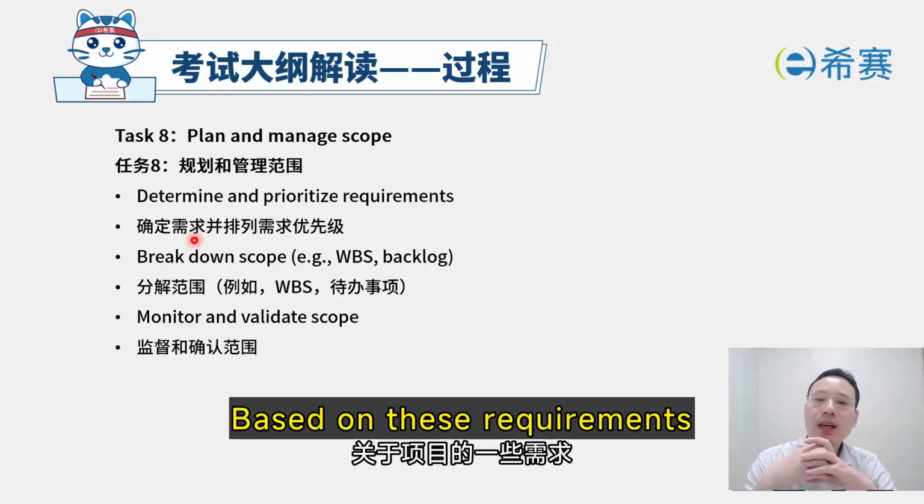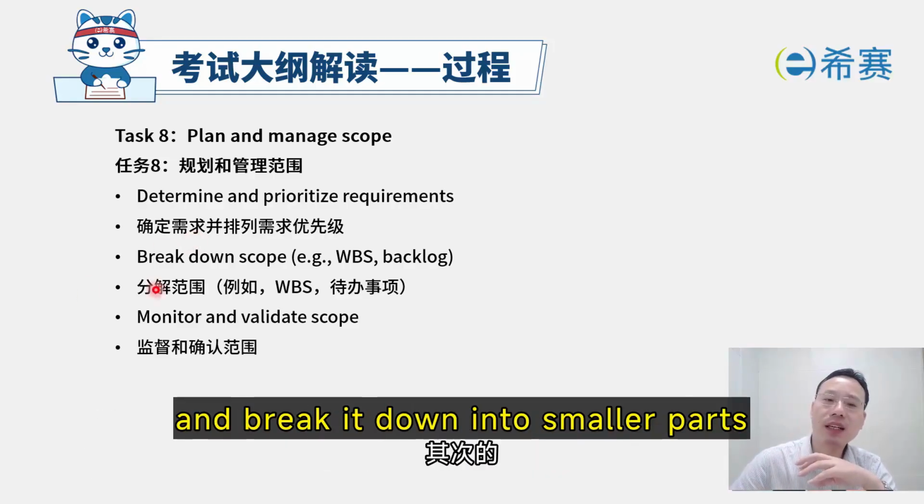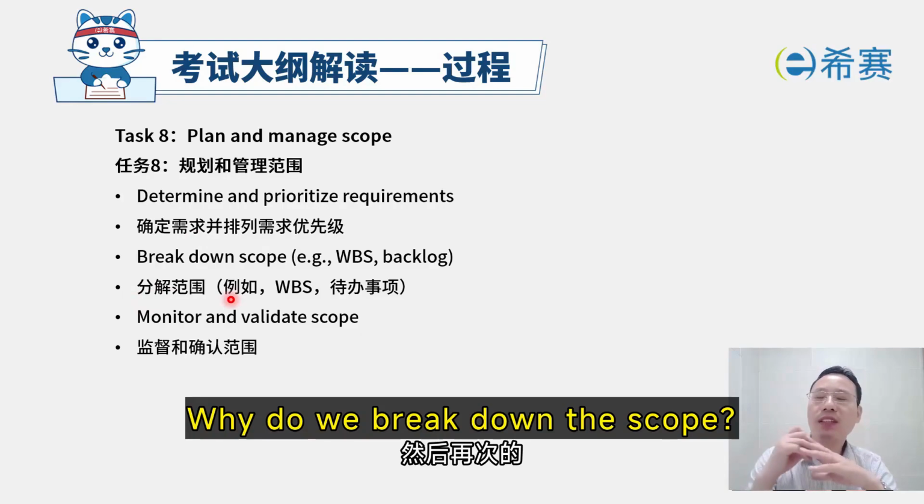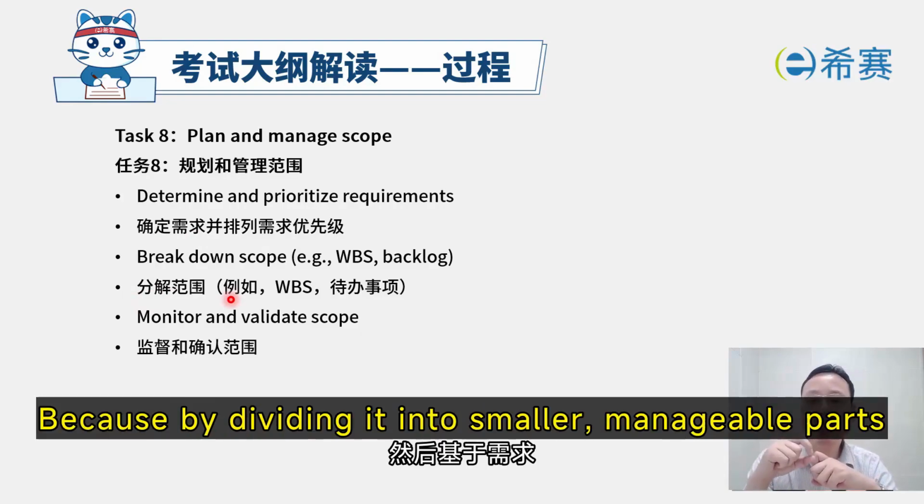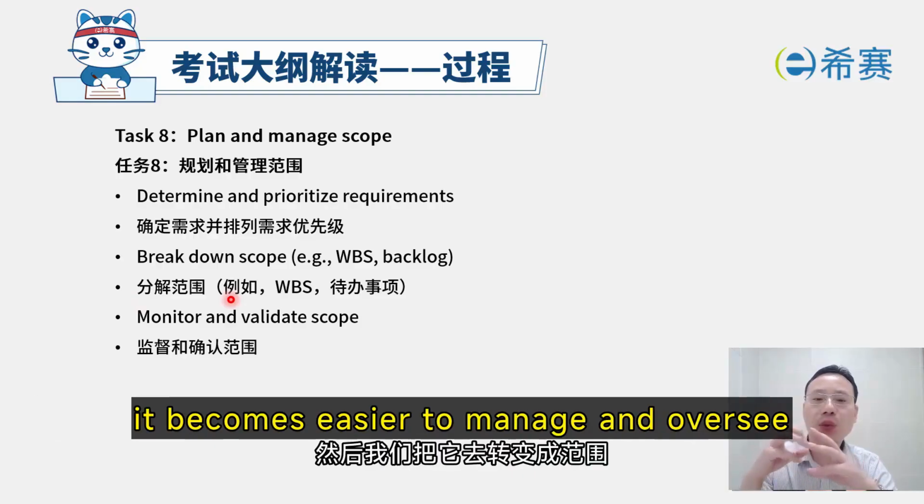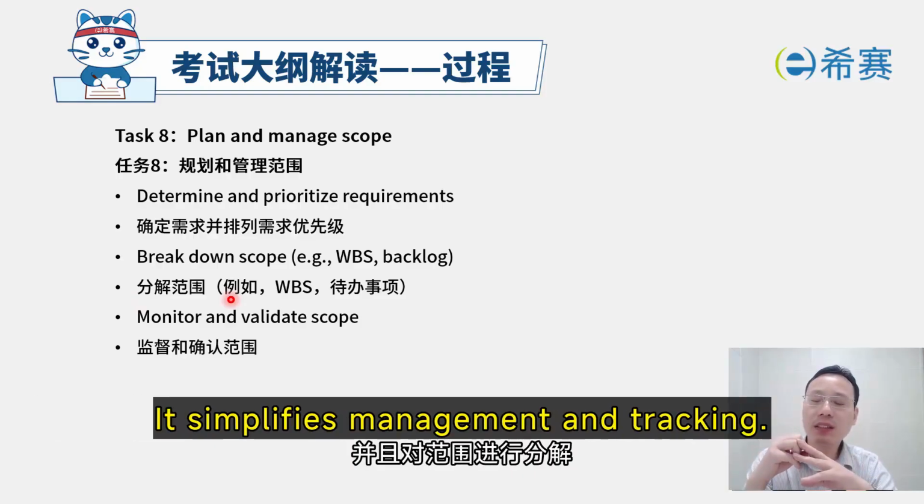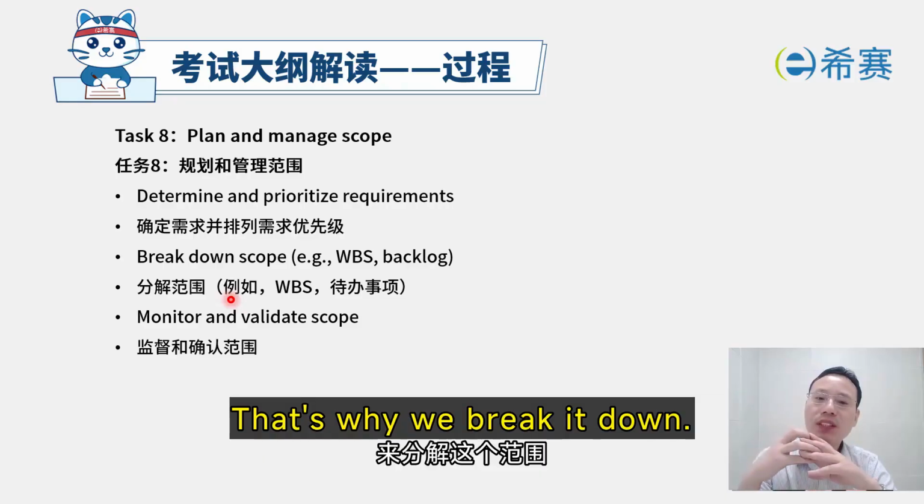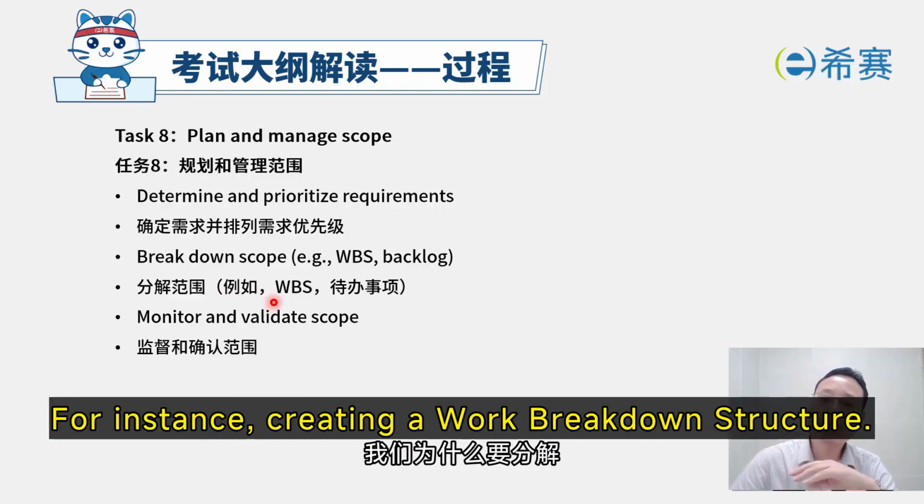Based on these requirements, we define the project scope and break it down into smaller parts. Why do we break down the scope? Because by dividing it into smaller, manageable parts, it becomes easier to manage and oversee. It simplifies management and tracking. That's why we break it down. For instance, creating a work breakdown structure.